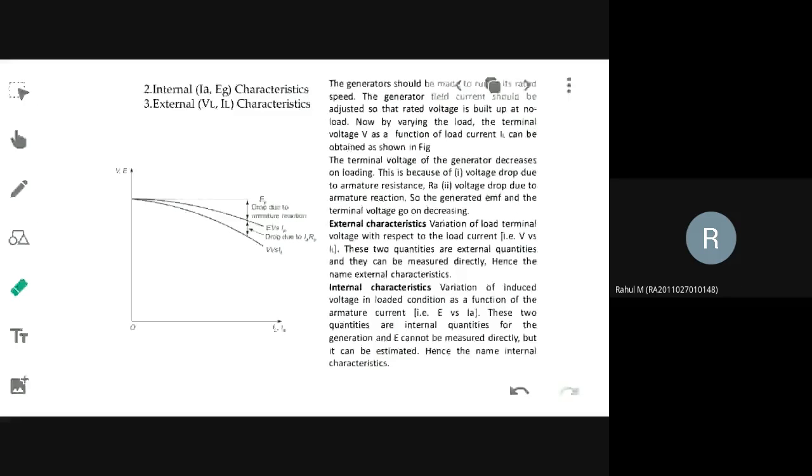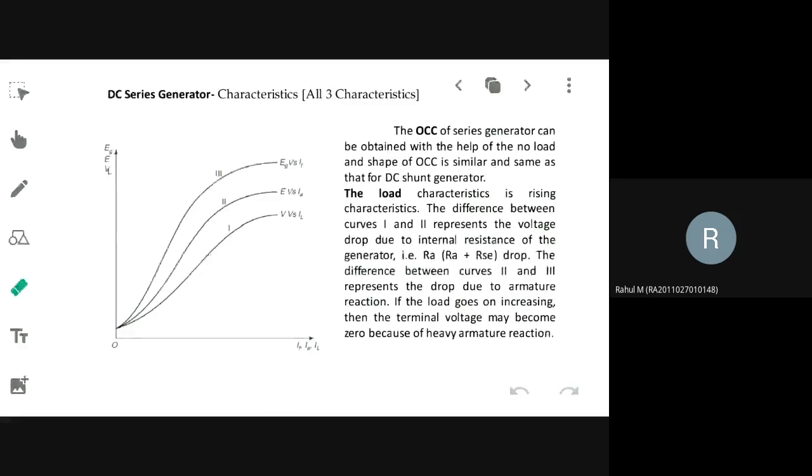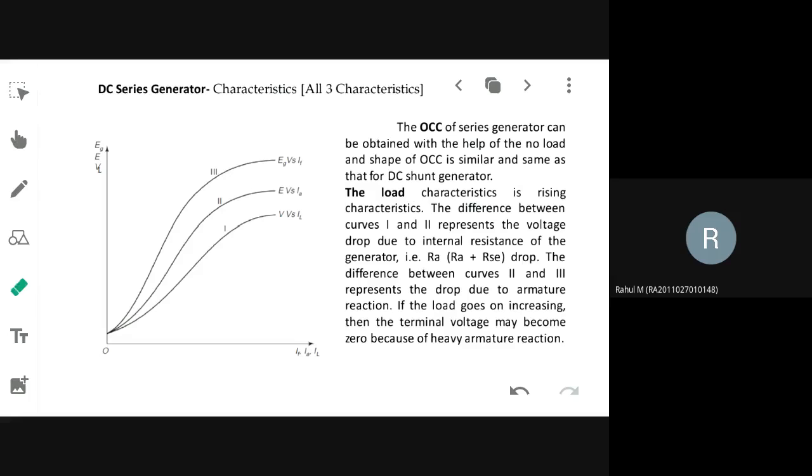Yes, ma'am. Okay. Next. We have discussed how to draw the characteristics for a separately excited and shunt generator. Now how the characteristics will be obtained for a series generator is the question. So for the OCC, it will be similar. The shape of the OCC for series, shunt and separately excited will all be similar. So you can write the same theory and draw the same characteristics for all the generators.